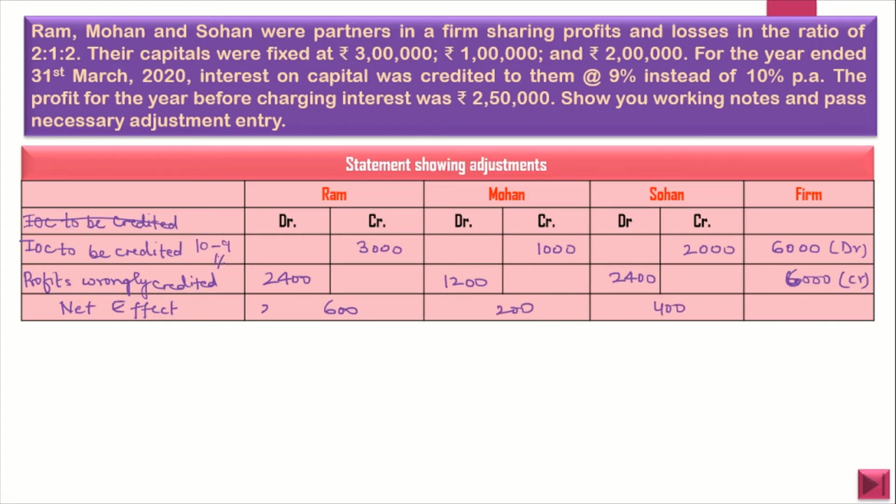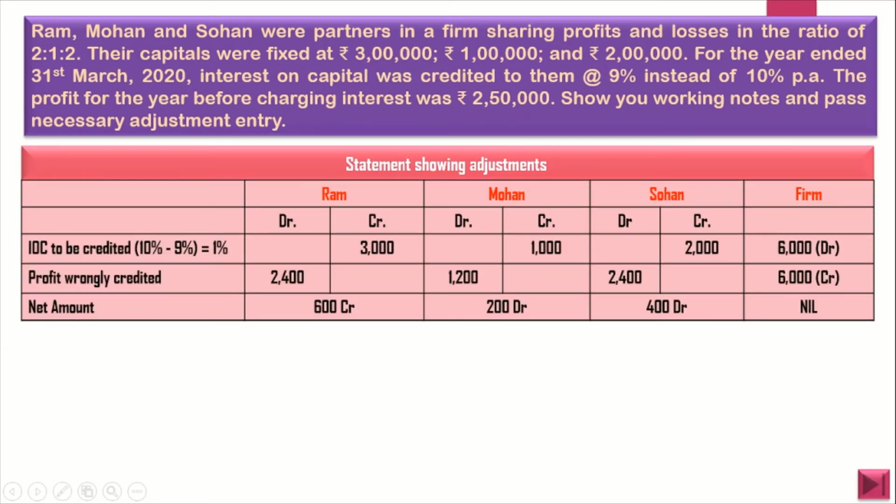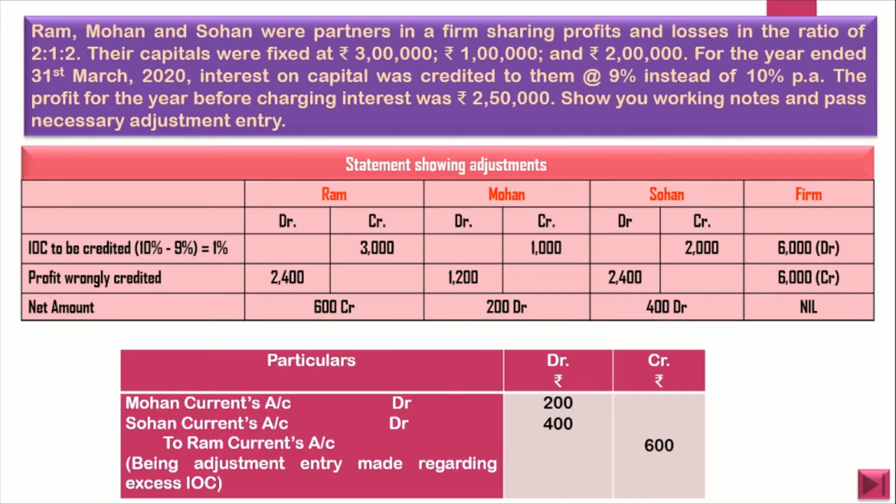Let's check which is more, debit or credit. Of course credit, so I'm writing it here credit. Here which one is more? It's debit, so I'm writing debit. Here also debit is more. So who is going to be debited here? Mohan debit and Sohan also debit, where Ram is credited. So let's see how it goes, and finally I have my journal entry.